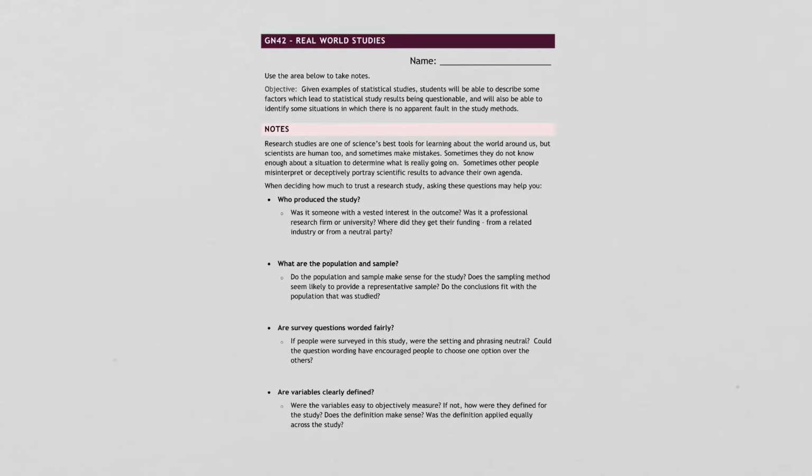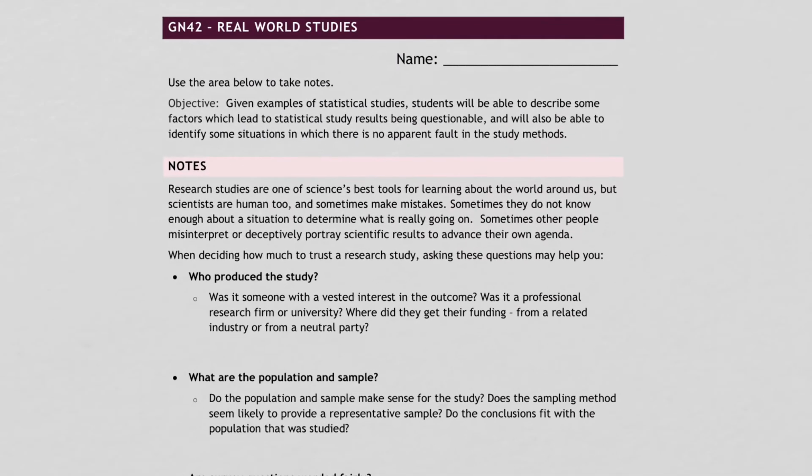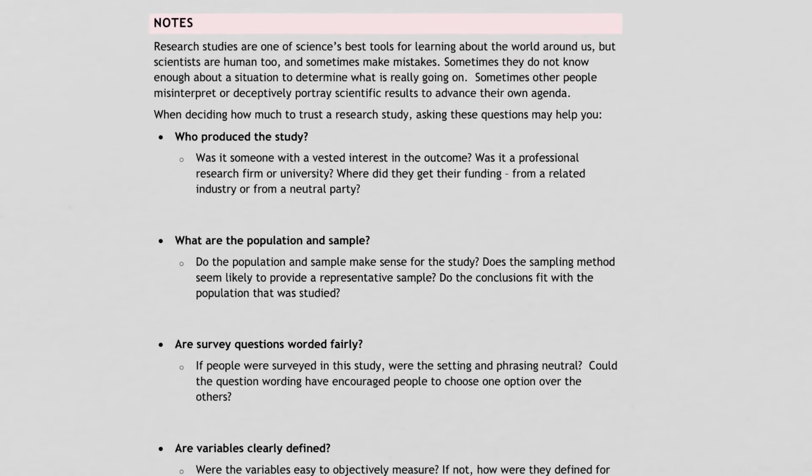This week we're starting to transition some from probability into statistics. And we want to look at how we would talk about real-world studies and how we would interpret the information. So, research studies are one of science's best tools for learning about the world around us.